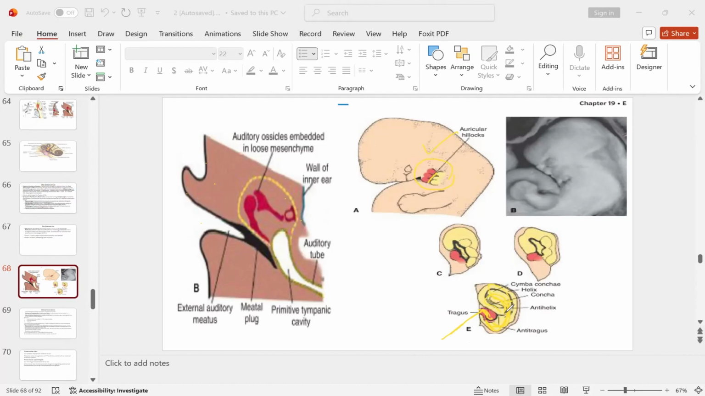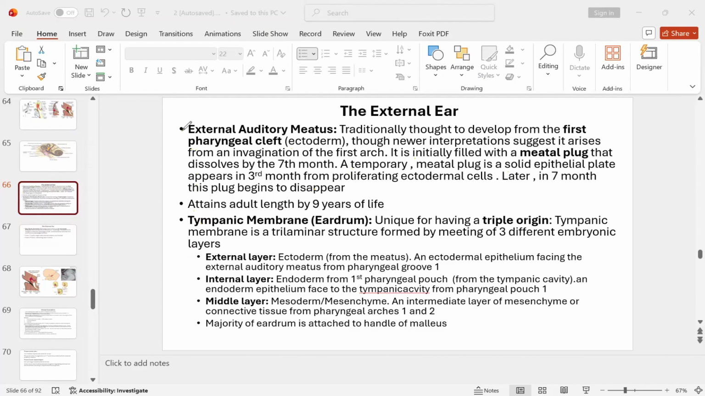So let's now move to the development of the external auditory meatus. The source for the development of external auditory meatus is the first pharyngeal cleft. So you can say that the external auditory meatus is ectodermal in origin. But nowadays it is suggested that the external auditory meatus is derived from an invagination of the first arch, but still it is not confirmed. So if someone is asking you what is the source for the development of external auditory meatus, you can say that it is derived from the first pharyngeal cleft.